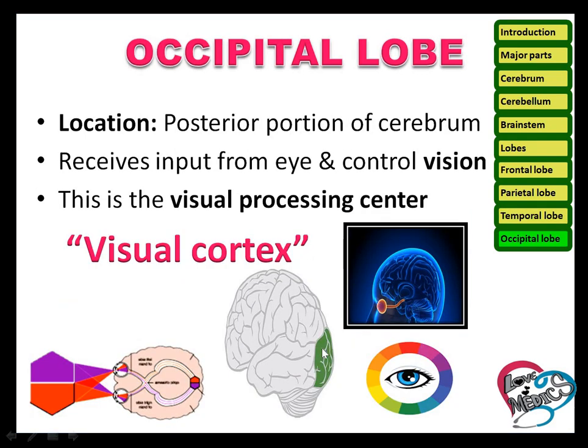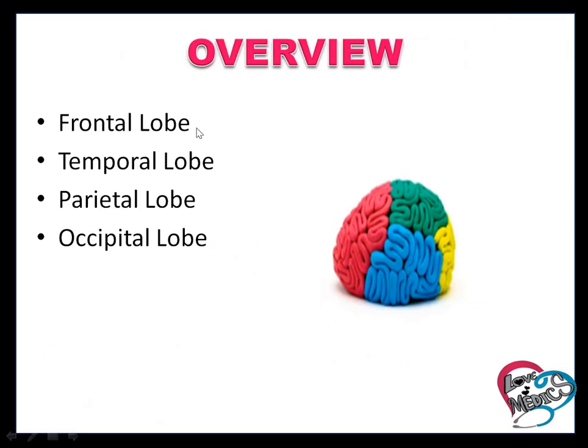Occipital lobe, it is located at the posterior portion of the cerebrum and it receives the input from the eye and interprets it. So it is also called the visual cortex. Frontal lobe, it is a motor cortex. Temporal lobe, it is the auditory cortex. Parietal lobe, it is a somatosensory cortex. And occipital lobe is a visual cortex area.